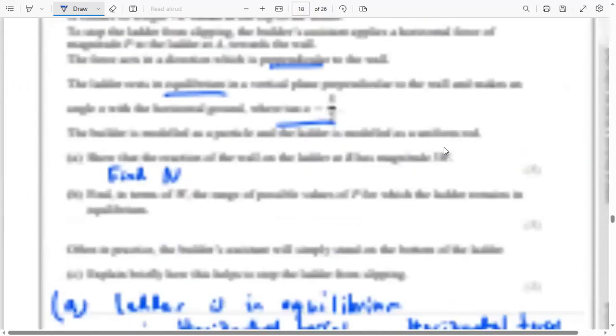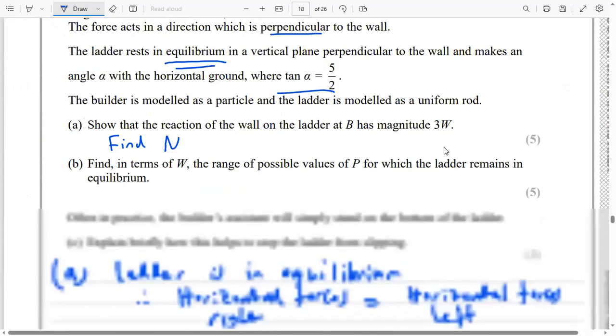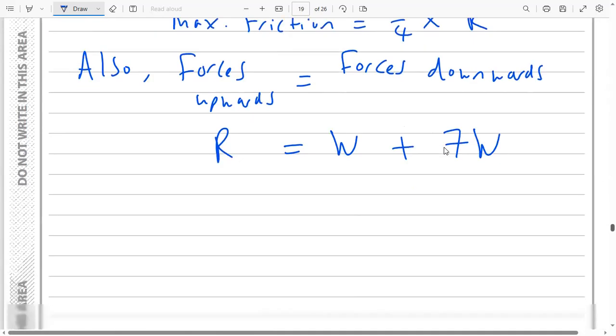So let's go back to our force diagram. We've got this R, which is pushing the ladder upwards, and that's the only force going upwards. Then we've got this W going downwards, and this 7W also going downwards. So we know that the force going upwards, which is just the R, is equal to the W going downwards, the weight of the ladder, plus the builder and his weight, 7W. So we know that R is going to be 8W.